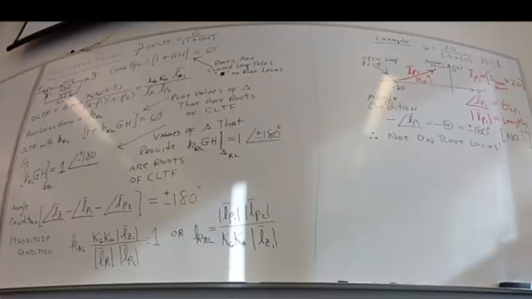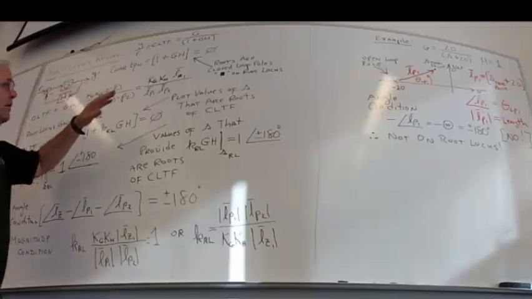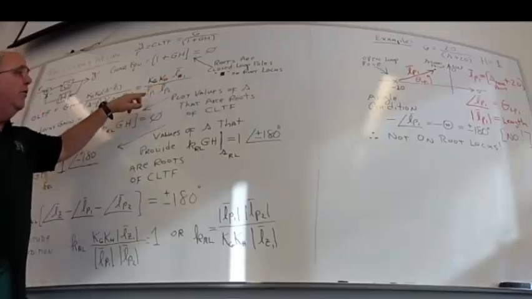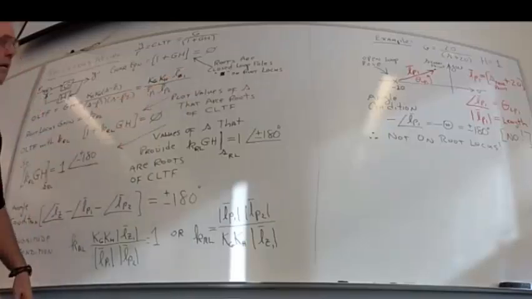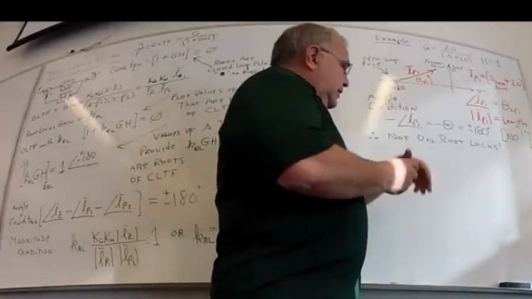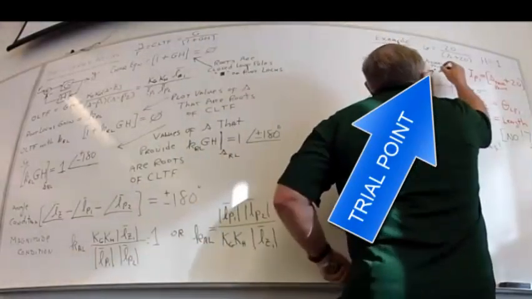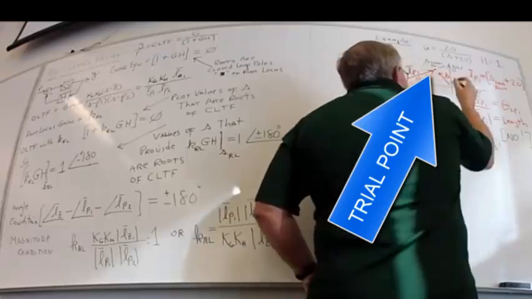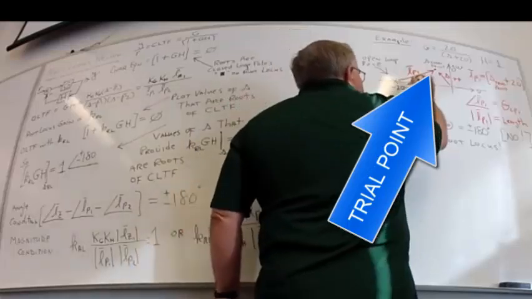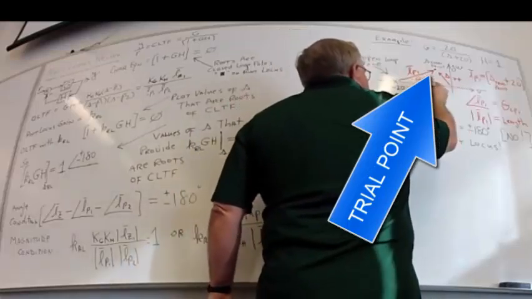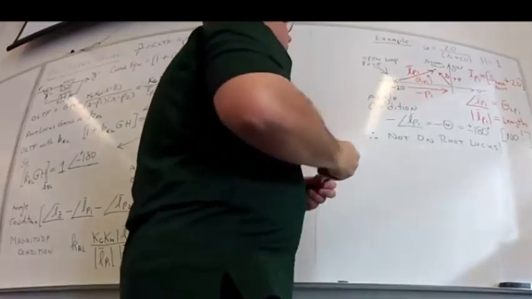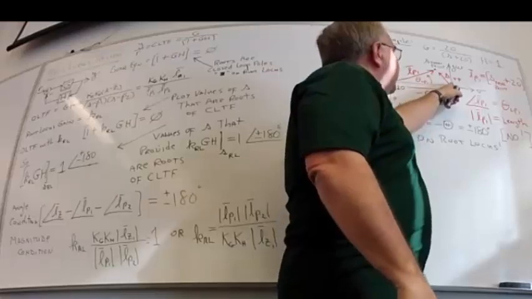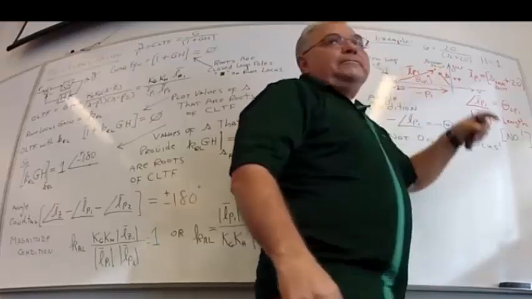So how do I do that? In other words, what is this LP1 going to be? I don't have any LZs. There aren't any zeros, but I have one pole. Well, it looks like the trial point S goes like that, and then this is minus P1. So S minus P1, or S plus 20, is LP1.